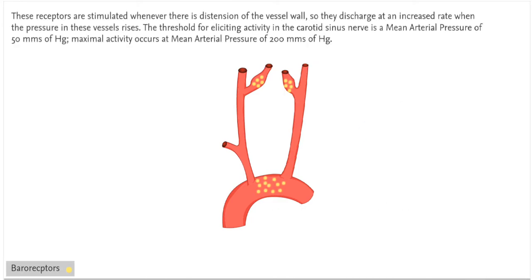Baroreceptors are stretch receptors located mainly in the carotid sinus and aortic arch. These receptors are stimulated whenever there is distension of the vessel wall, so they discharge at an increased rate when the pressure in these vessels rises. The threshold for eliciting activity in the carotid sinus nerve is an MAP of 50 millimeters of mercury. Maximal activity occurs at MAP of 200 millimeters of mercury.